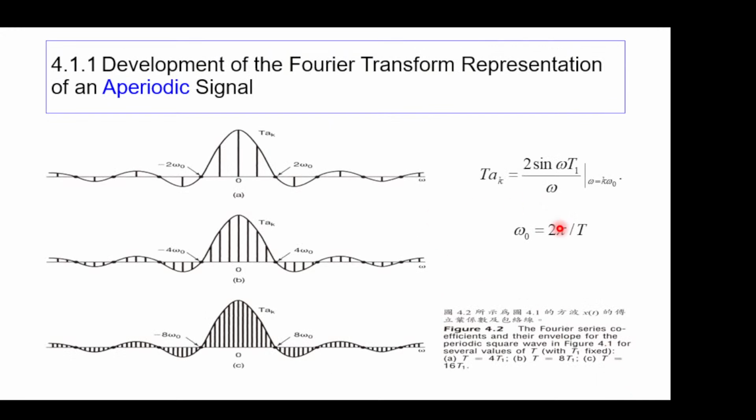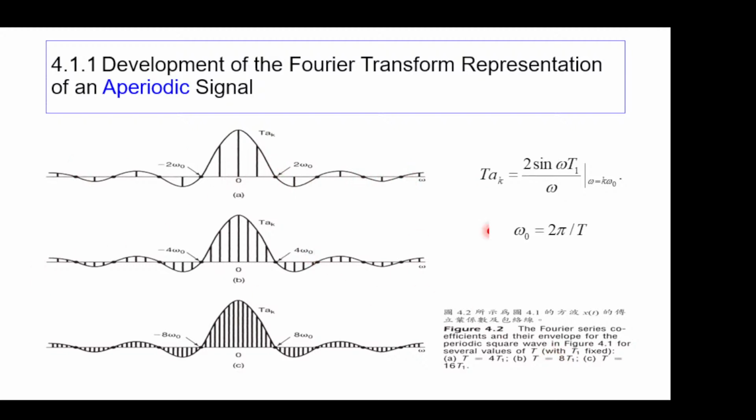Omega is sampled at k omega naught, and omega naught is 2 pi over T. So if T is larger, then omega naught gets smaller, and you sample at more points. Here we have T equal to 4 T1, and then those k omega naught points are spaced out like this.